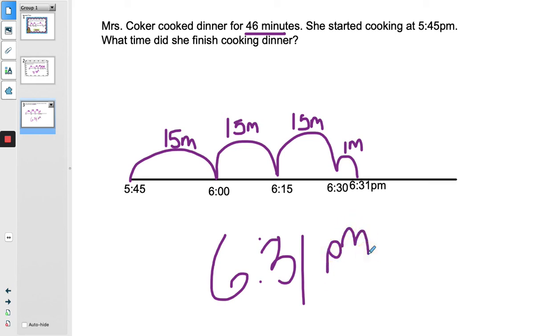So I hope this helps you figure out how you're going to do elapsed time. Just remember to use time hops that you are comfortable adding. If you're not comfortable adding up 15 at a time, only do 10 or 5. You'll have more jumps, but that's okay. You want to make sure that you're doing your math the way that makes sense to you. So go ahead and do the problems in your packet, and I'll talk to you guys later.